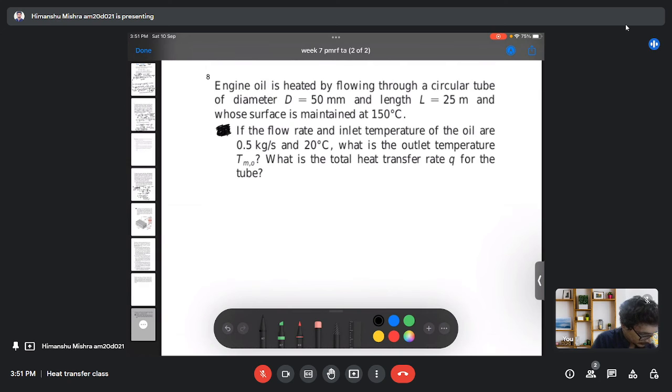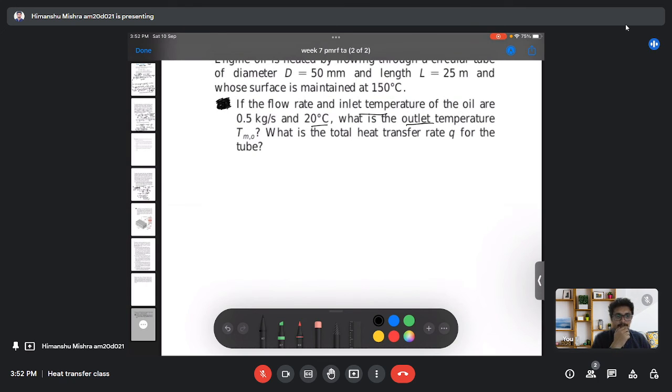Let's move to this 8th question. It says that engine oil is heated by flowing the fluid through a circular tube of diameter 50 mm and length 25 meters, and the surface is maintained at 150 degrees Celsius. We are given the flow rate of 0.5 kg per second and the inlet temperature of 20 degrees Celsius, and we need to find the outlet temperature and the heat transfer rate Q.